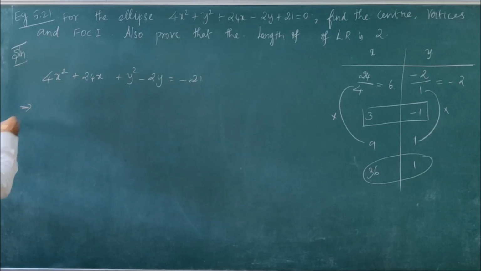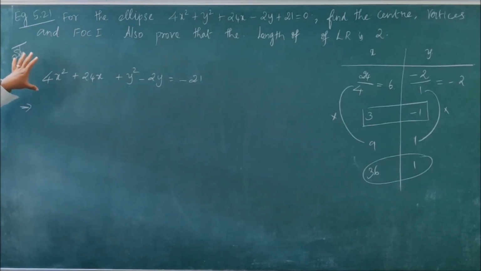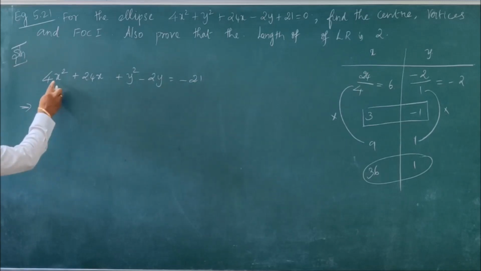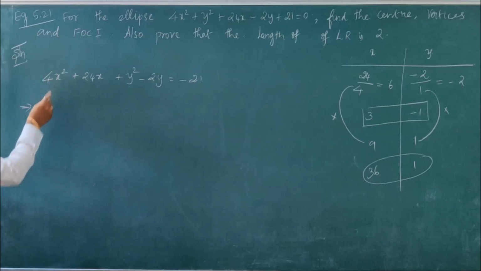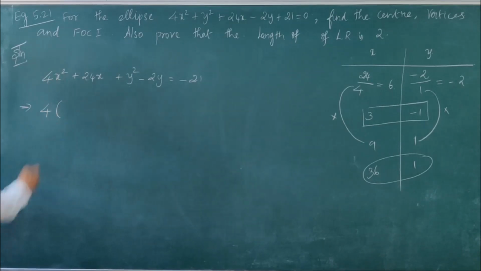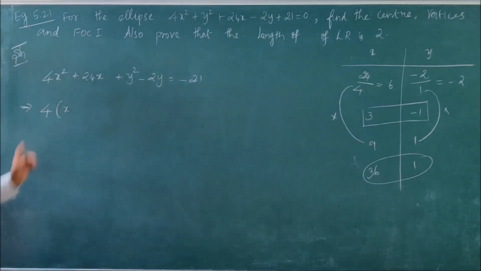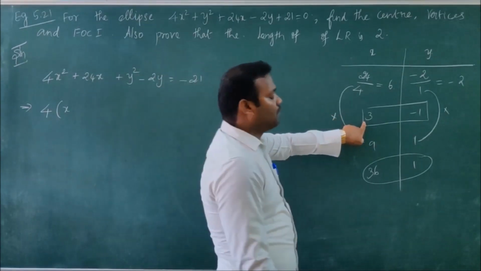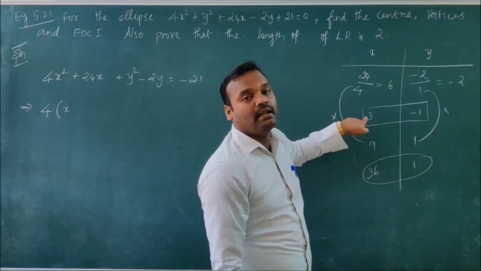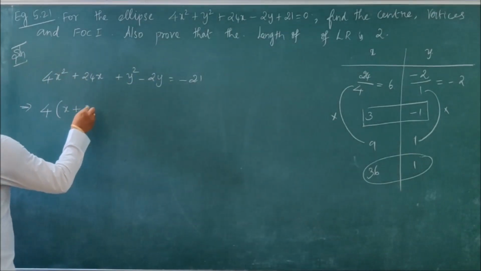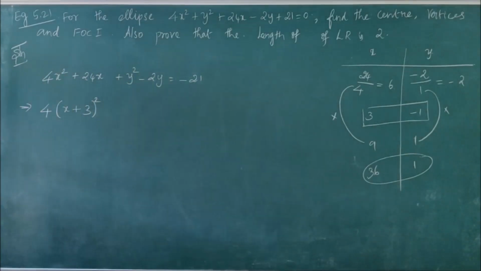In the next step, you have to write the numbers like this. First, take the number in front of x square, which is 4. Next, you put x and club the number to x. Here you have plus 3. So I am going to join plus 3 with x and make it square.